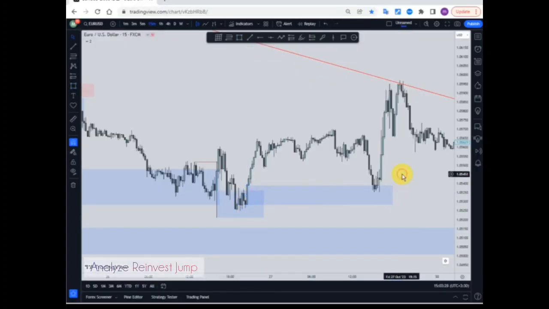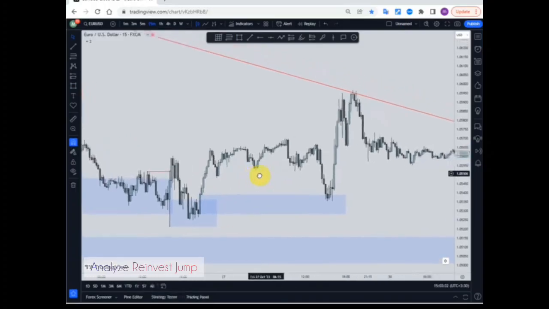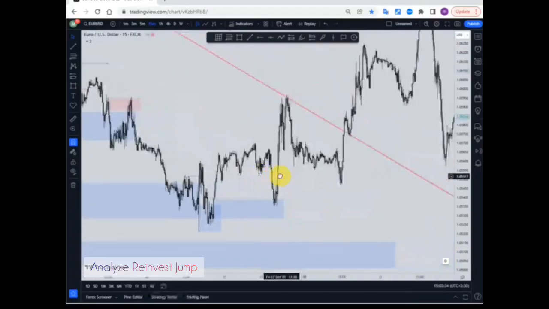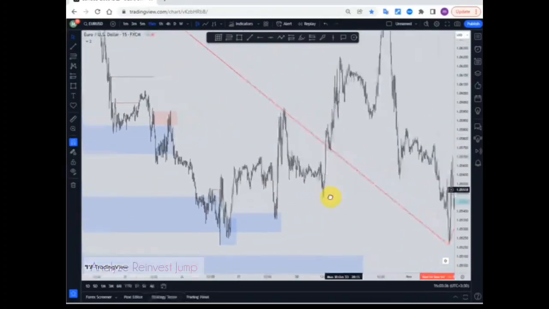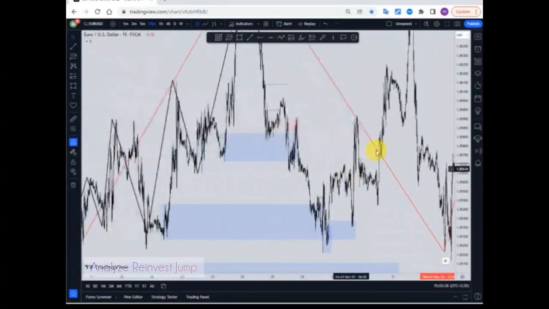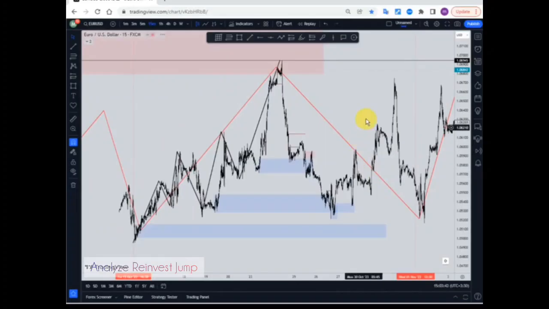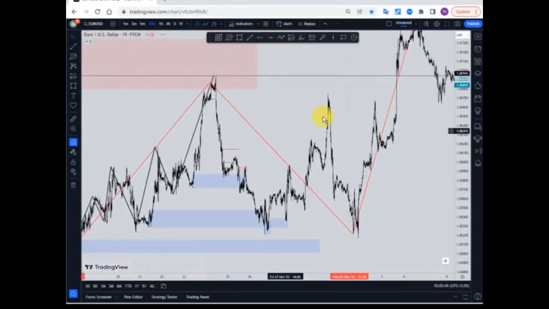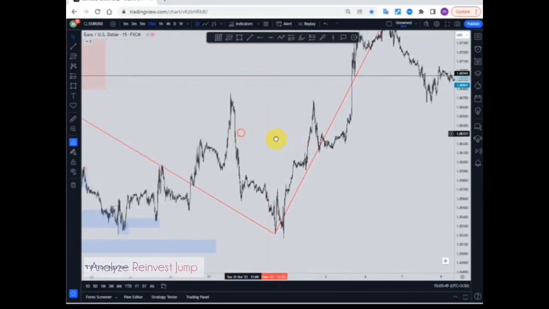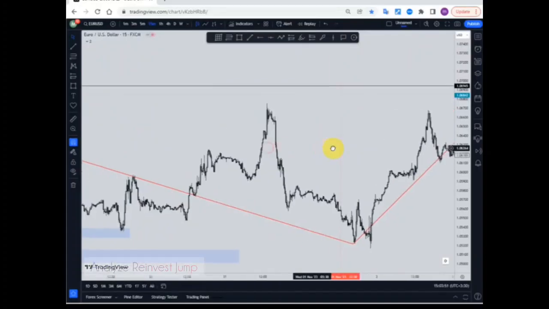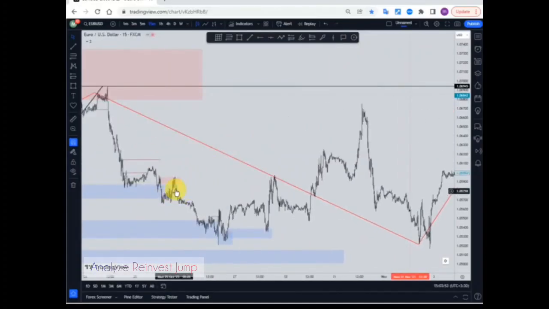Let's return to our scenario. The price has reached our 4-hour demand zone. We are now once again waiting for a change of character. This time to the bullish side on the 15-minute time frame. After some fluctuation, this happens, and we see a powerful bullish break of structure. This is our entry signal for a buy trade.